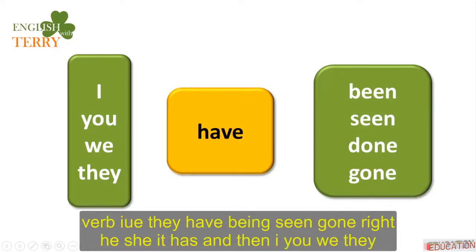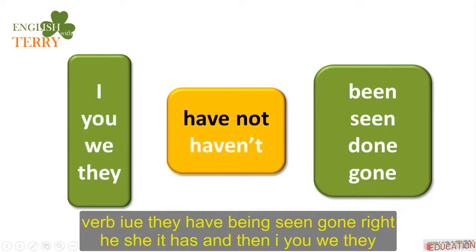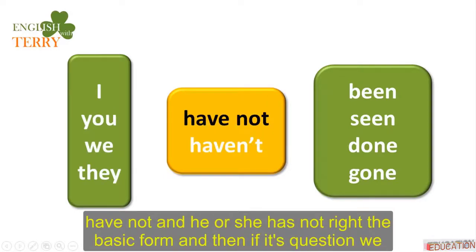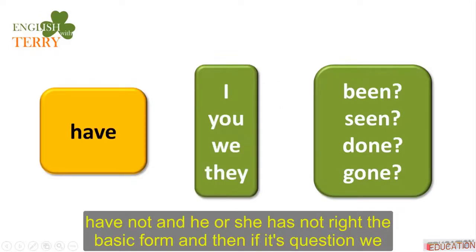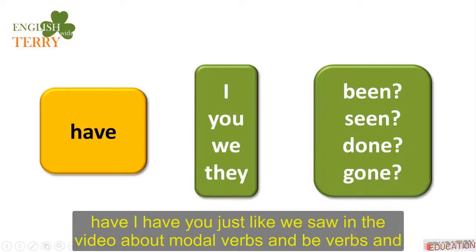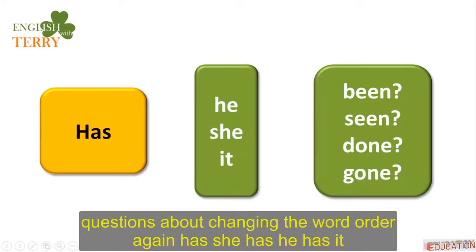I, you, we, they have been, seen, gone, right? He, she, it has, and then I, you, we, they have not, and he or she has not. Right? The basic form. And then if it's a question, it'd be have I, have you. Just like we saw in the video about modal verbs and be verbs and questions about changing the word order. Again, has she, has he, has it, right?